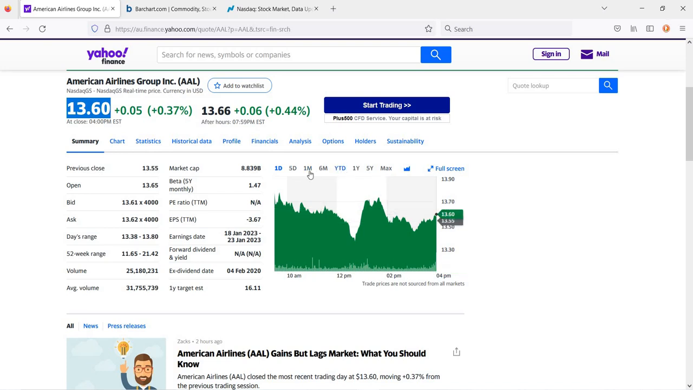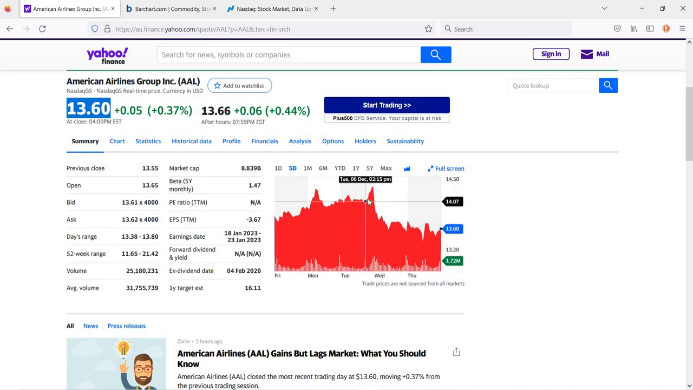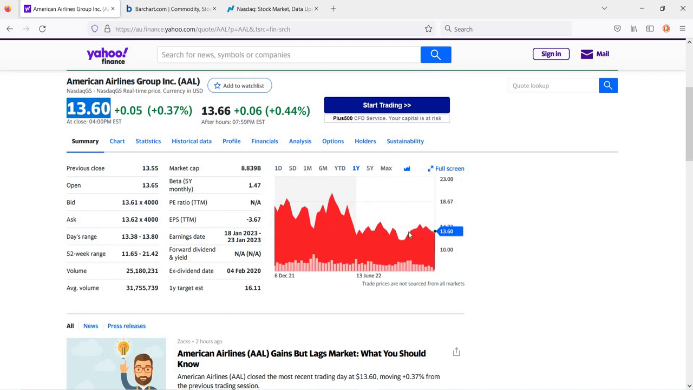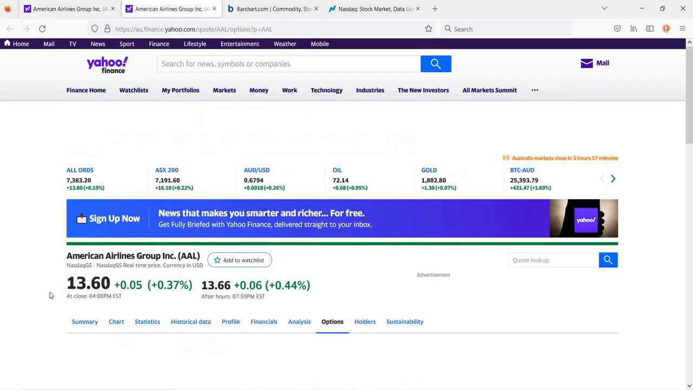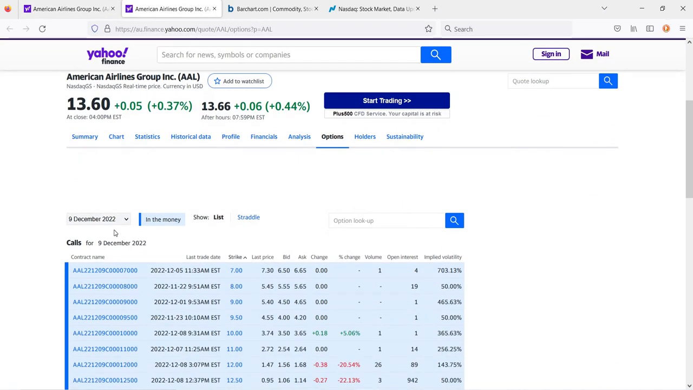Now, if we look at the last, let's say, 5 days, we can see that it was trading not long ago at $14.33, so obviously it came down a little bit. If we look at the last 1 year, we can see that since June it's been hovering around the $14 mark, but prior to June it was more around $18, $17. So selling a put option at $14 to me sounds like a fairly logical and low risk strategy.